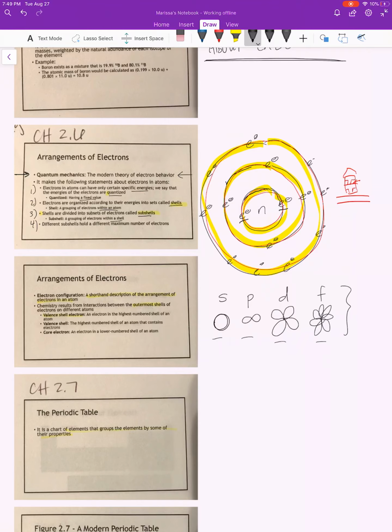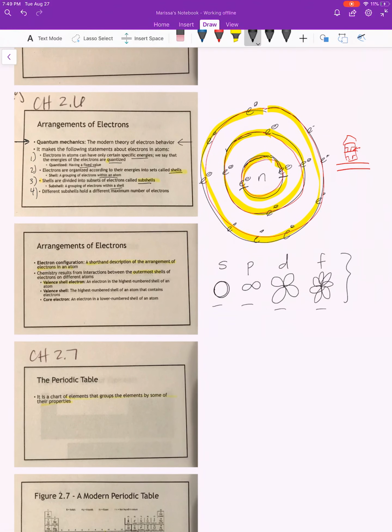Okay. So now we're going to have a skill building exercise where we are going to talk about electron configurations. Electron configurations are a shorthand description of the arrangements of the electrons in an atom. Most everything that we're going to describe uses this image right here. It's like giving an electron a mailing address.